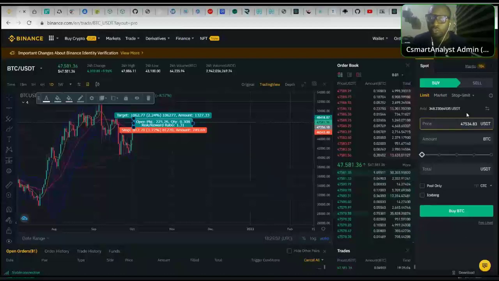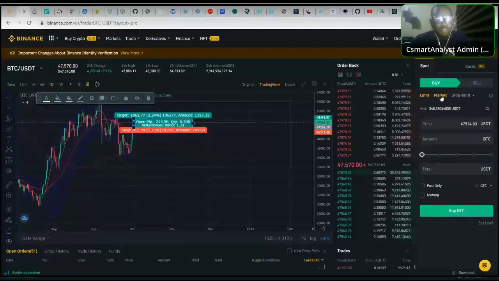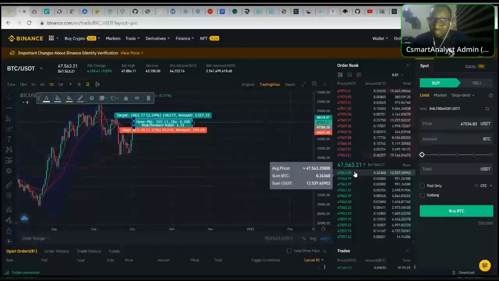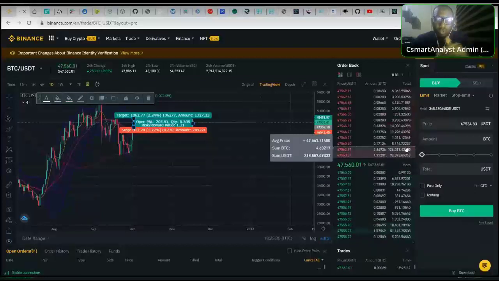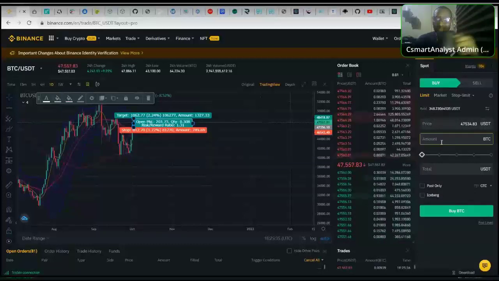If you want to place an entry, many people use market. Look at the right-hand side of the chart. When you use market, it's going to buy at any of these prices, like 47,563. It can be either higher or lower, which means it might either favor you or not. Most of the people that use bots buy at market. It doesn't use limit buy.